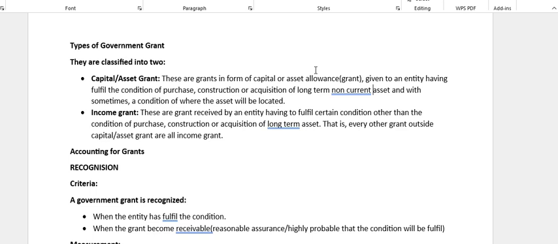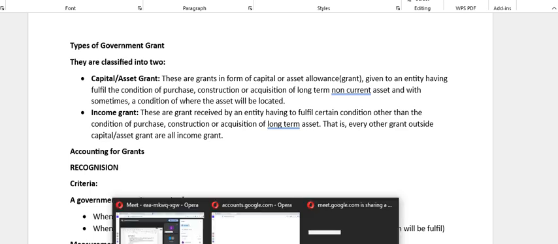Whereas income grant simply means all other types of grant that you receive as an entity, but it does not hinge on you buying or constructing any non-current asset, as it were.